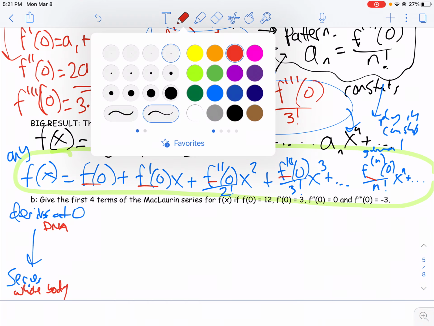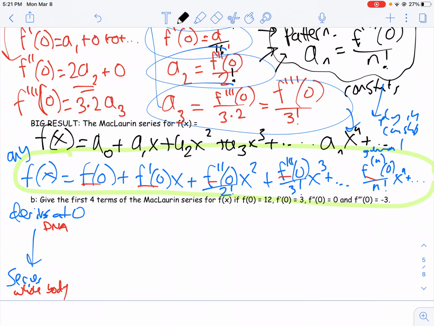Let's do some example problems here. Let's say we have the first 4 terms in the Maclaurin series we're trying to find, and I give you these derivatives right here. And the great thing is that if you have the derivatives, all you need to do is just plug those chumps in.